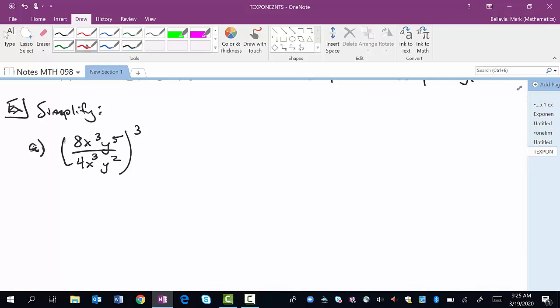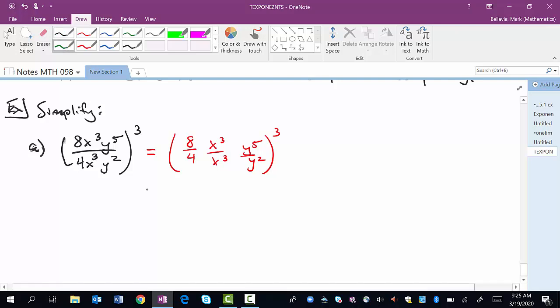The first thing I would suggest is to split this up with the inside, talking about the coefficients over the coefficients and the same variables over the same variables. You don't necessarily have to show this every time, but it might be helpful to split it up this way for now. So I have 8 over 4, then x to the third over x to the third, and then y to the fifth over y to the second, and this whole thing is to the third power. I'm going to simplify the inside first. You could have brought the 3 to every factor like we did earlier, but it's easier to do that at the end.